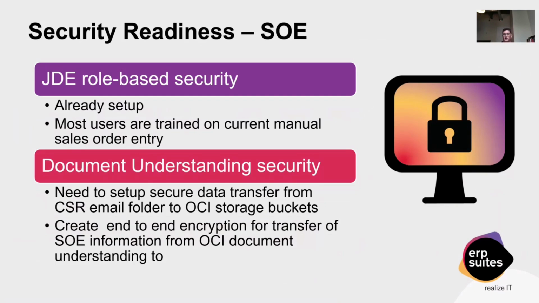You'll have JD Edwards role-based security. For them, it was already set up. Most users are trained on current manual sales orders. However, with the document understanding security, on the OCI side, we need to set up secure data transfer from the CSR email folder to OCI storage buckets. That's just where we would house the sales orders that would come in, and then create end-to-end encryption to transfer sales order information from OCI document understanding. So again, end-to-end encryption is important, mixing OCI with JD Edwards. So talk about that and what we need to do as part of that security readiness before implementing a solution.